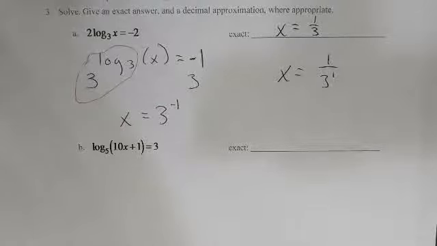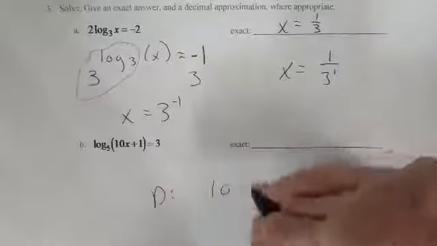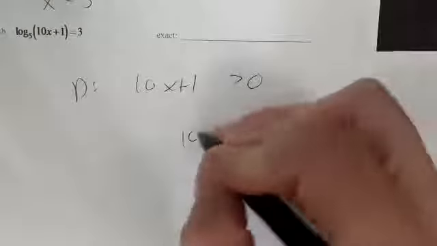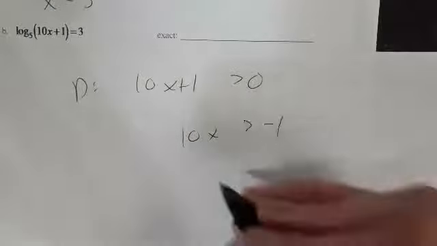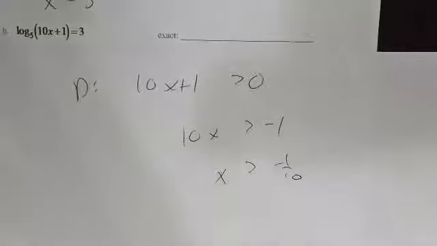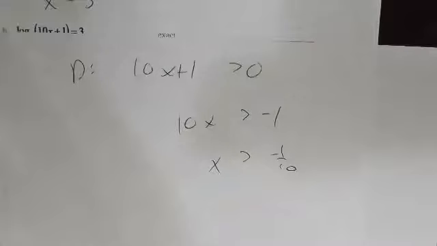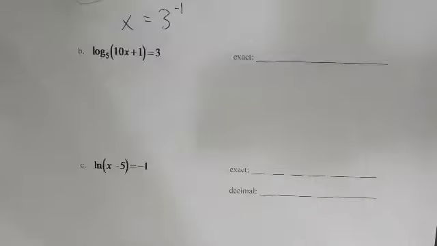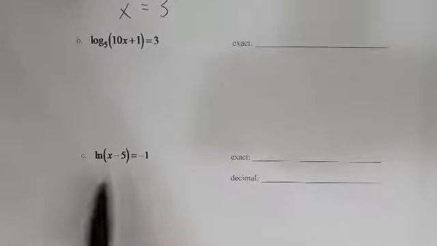Same thing here. If I want to know the domain of this one, it would be 10x plus 1 is greater than 0. So I would have to do a little bit of solving. 10x is greater than minus 1? Minus 1/10 is what it has to be. So if we get a solution that is lower than negative 1/10, we know we would have to reject it. The other way is we can go plug it back in and check. Here we'd have to get an x greater than 5, I believe.